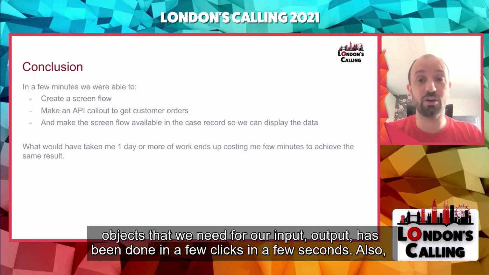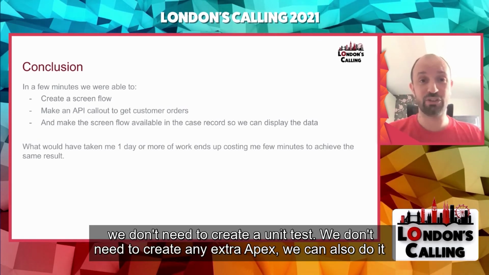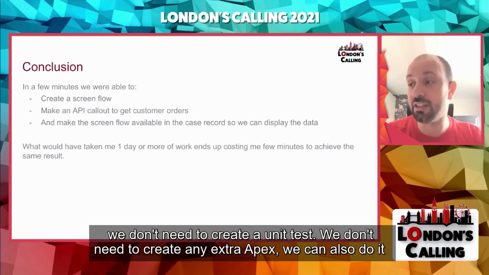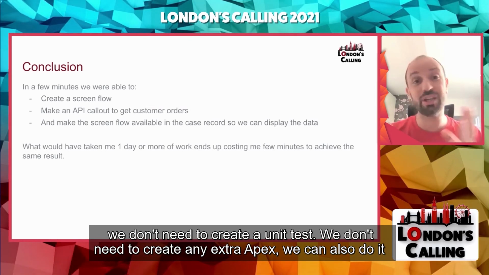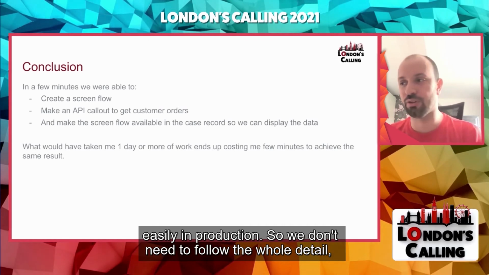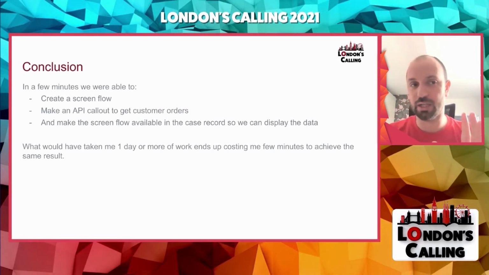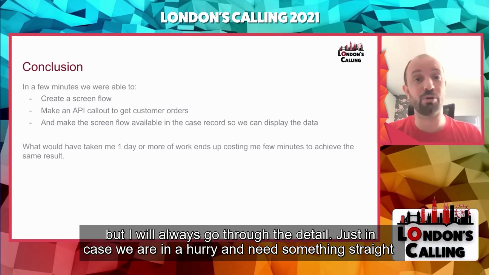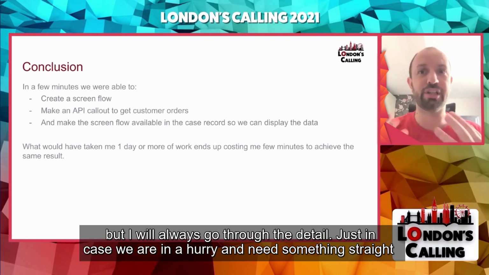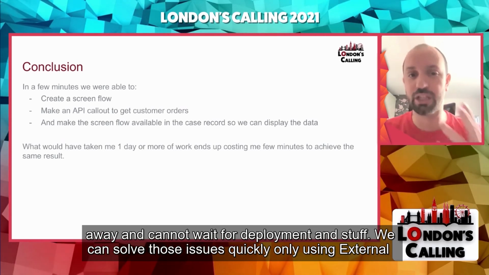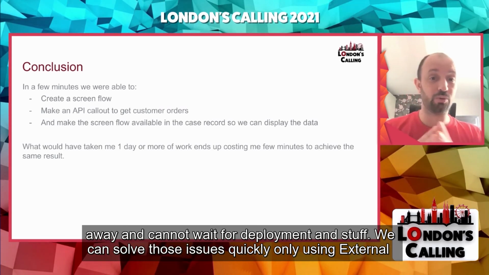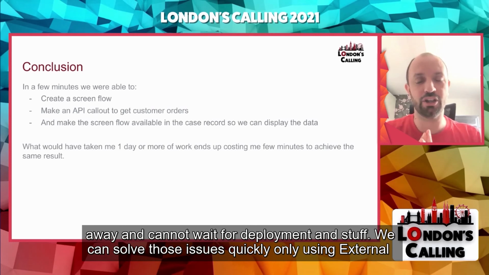And also, we don't need to create a unit test, or any extra Apex. We can also do it easily in production, so we don't need to follow the whole DevOps process. But just for information, I'm always advising to go for the DevOps process, just in case. Or we are in a hurry and we need something straight away and we cannot wait for the deployment and stuff. We can solve those issues quickly only using external services.